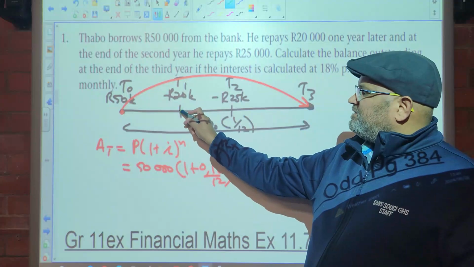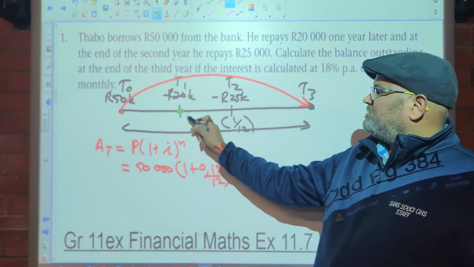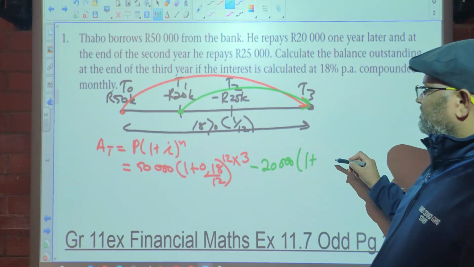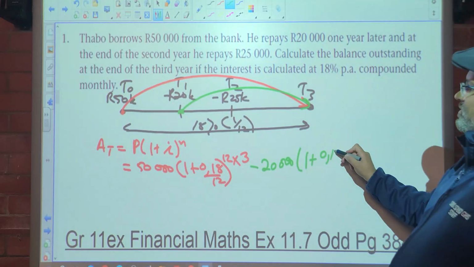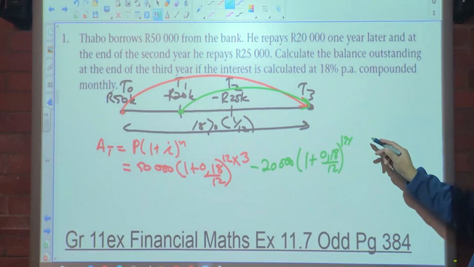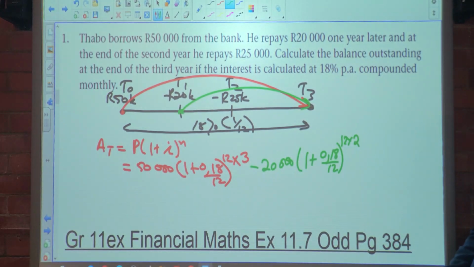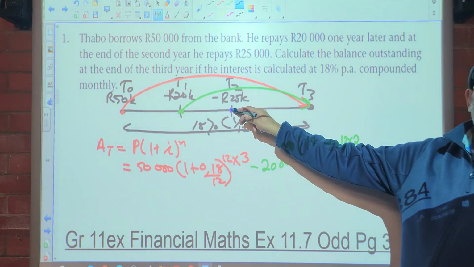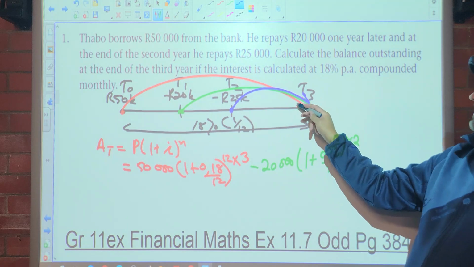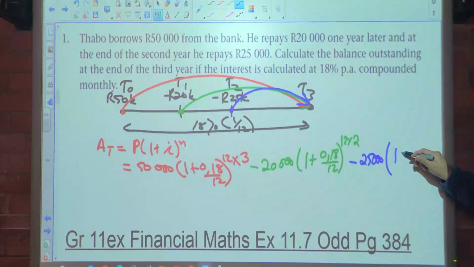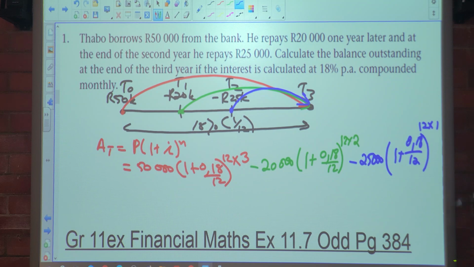So what happens here? We are subtracting now. There's minus 20,000 into 1 plus 0.18 over 12 to the exponent 12 times. How many years is it from T1 to T3? 2 years. And then they're paying 25,000 rand. So you can take that to the end. So it's minus 25,000 into 1 plus 0.18 over 12 to the 12 times.